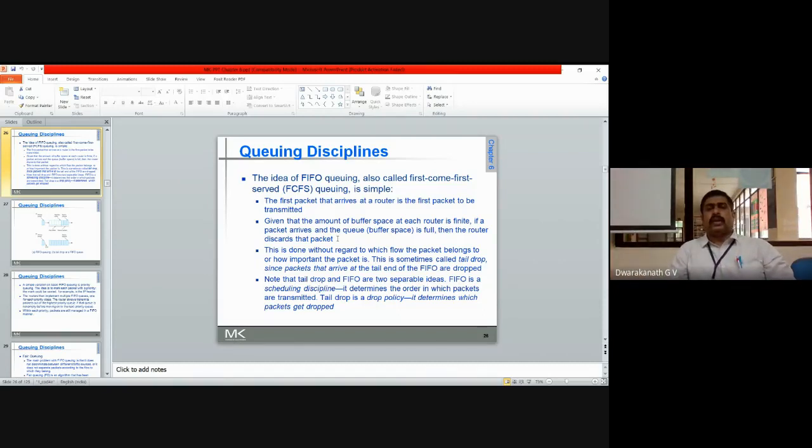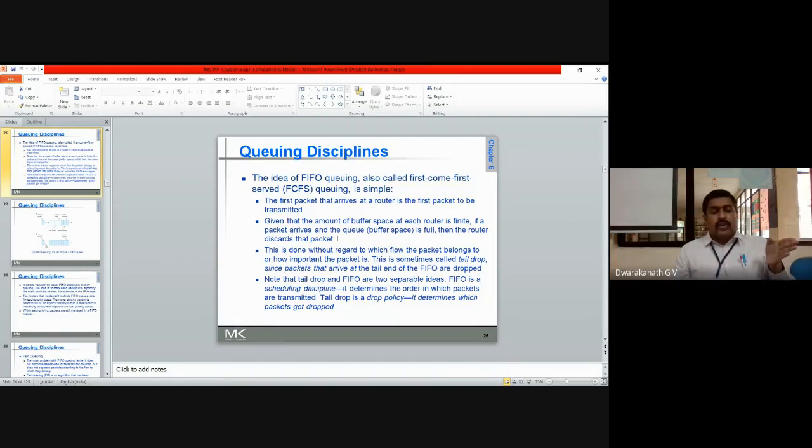Packets that arrive at the tail end of the FIFO are dropped. So whichever packet comes last at the tail will keep on being dropped at that stage. Note that tail drop and FIFO are two separate ideas. FIFO is a scheduling discipline, which you have seen in OS. It determines the order in which packets are transmitted. Tail drop is a drop policy. It determines which packets get dropped.